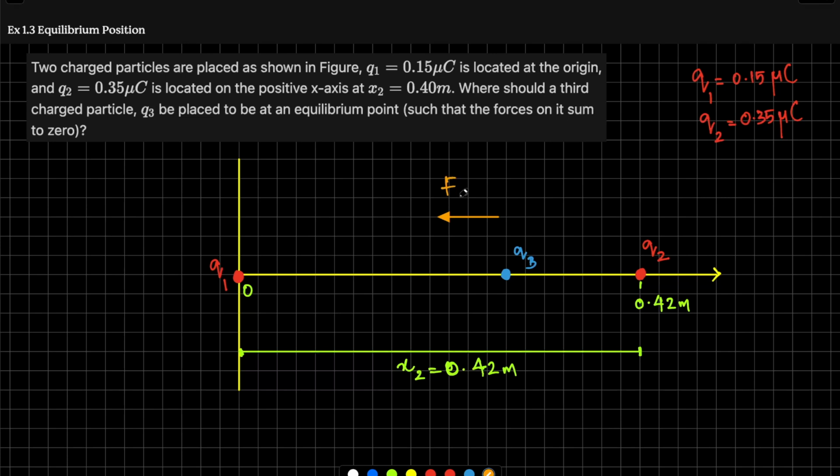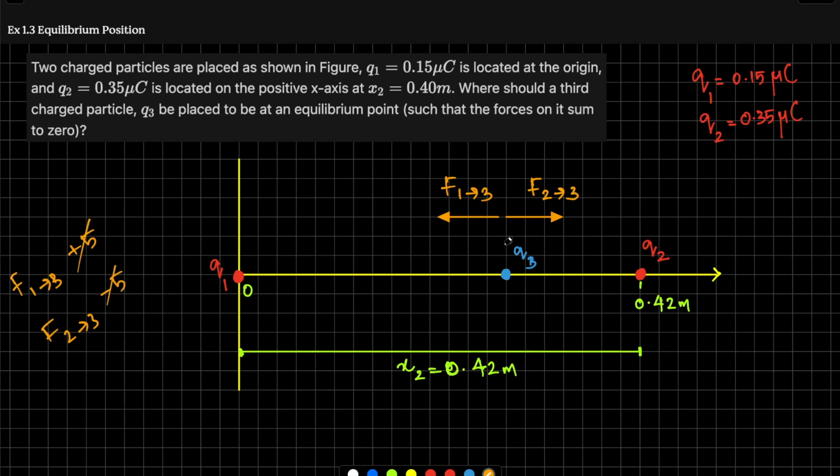So this is the direction of F1 on 3, and Q2 being positively charged will try to pull negatively charged Q3 towards its side. Okay, so this is the direction of force by 2 on 3. Yeah, they're in the opposite direction. That means if F1 2 3 is positive 5 and F2 to 3 is negative 5, they will cancel out and the net force will be 0.